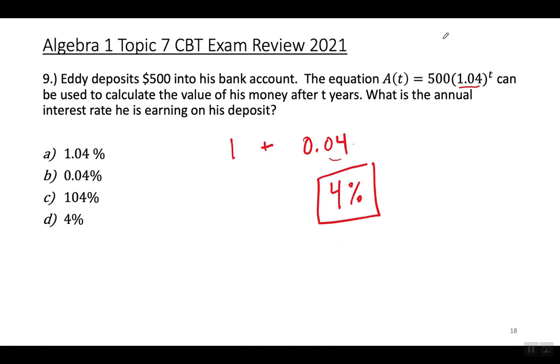Another way to think about it is 1.04. If you change it to a percent by moving the decimal point 2 times to the right, you get 104%. So, that means that it's growing every year by 4%. Okay, it's growing every year by 4%.